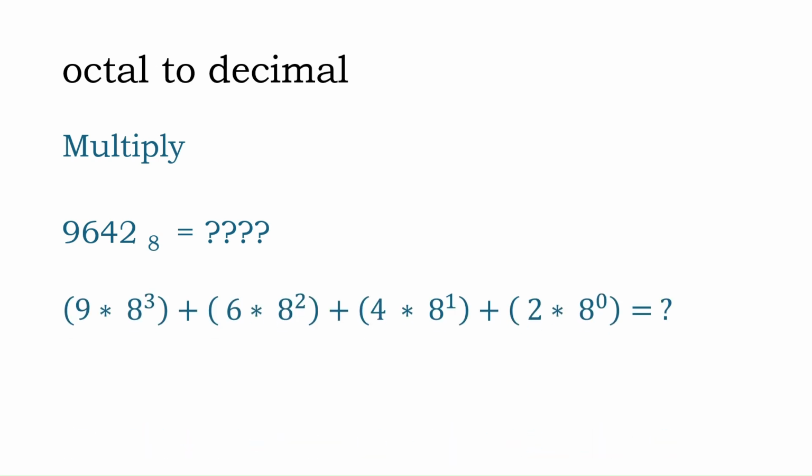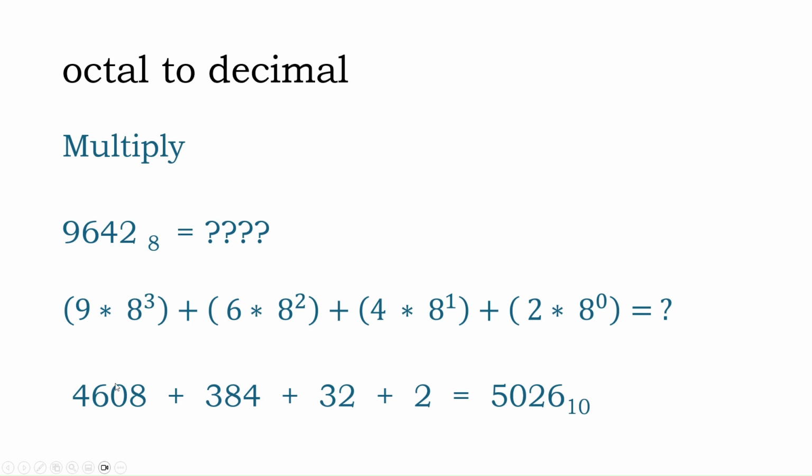And to get our decimal, we take each of the numbers and we multiply it by the weight. And we start with 8 to the 0. So the first number would be 8 to the 0. So 2 times 8 to the 0. The next number would be 4 times 8 to the first, 6 times 8 to the second, and 9 times 8 to the third. And if there was more numbers, you keep moving up the power on the 8 and just multiply it by the number that's in front of them.